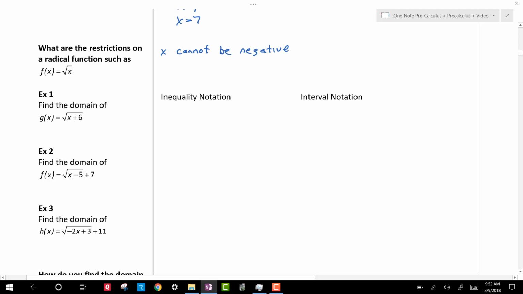Or you could also say the result in the radical cannot be negative. Okay. Oops. I got to learn how to spell here. Let me go back here. The result in the radical cannot be negative.